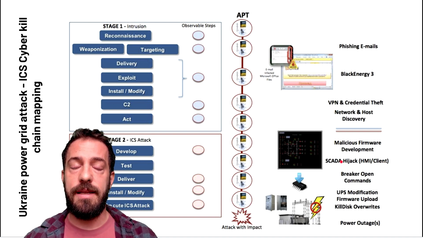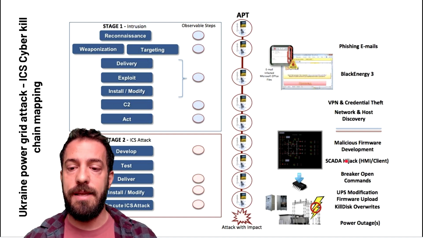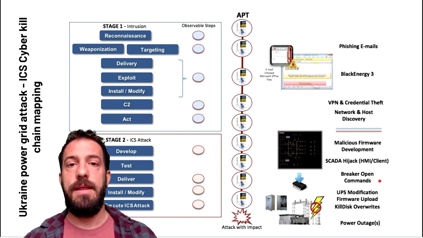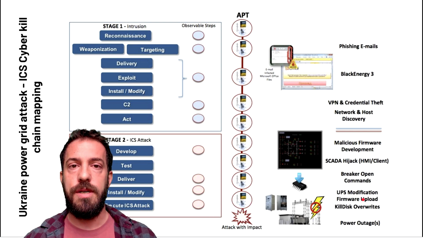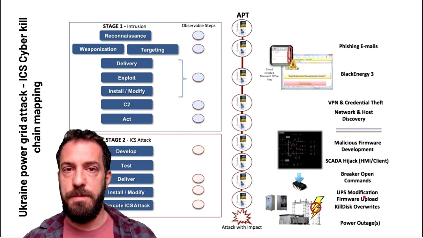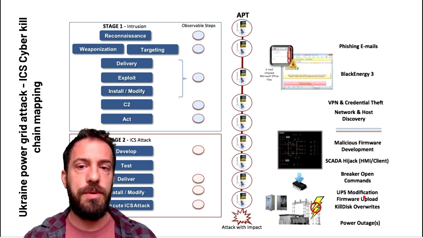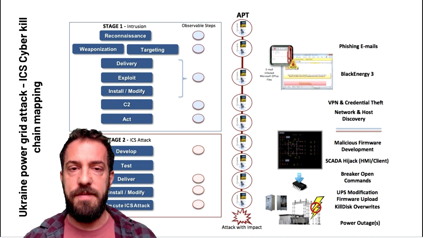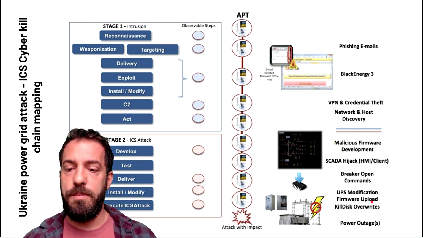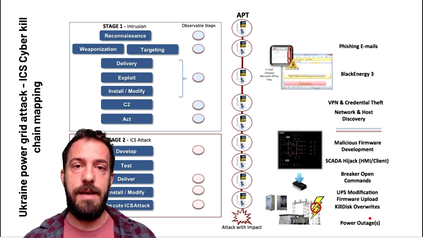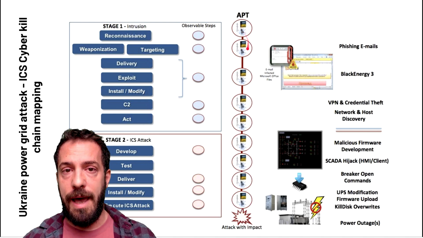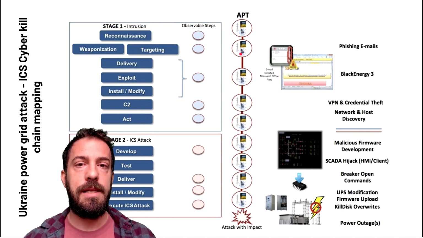They hijacked the SCADA system, and once they did that, they locked the operators out. They issued open commands for the breakers, and they did other DoS-like attacks, UPS modification, we didn't see that, but whenever they found a UPS, they also infected it. And they uploaded the firmware for the serial-to-Ethernet modems, killed disk rights, leading to the final execution of the ICS attack. That was the power outage. And this concludes the example of seeing how a real attack maps to the ICS cyber kill chain that we have discussed.